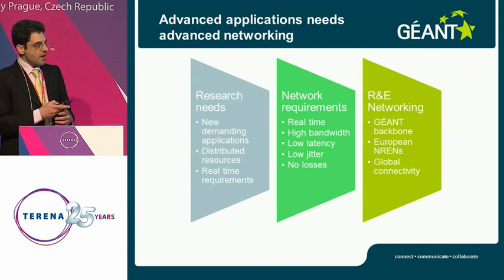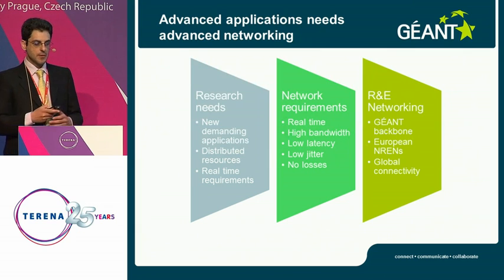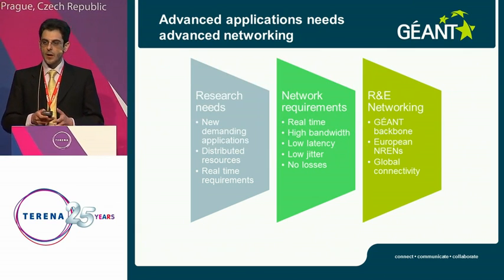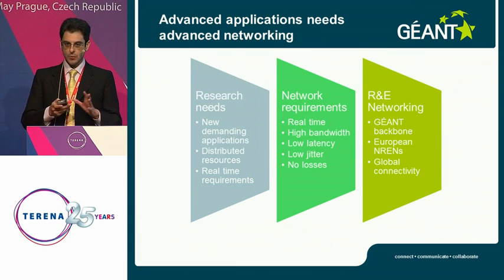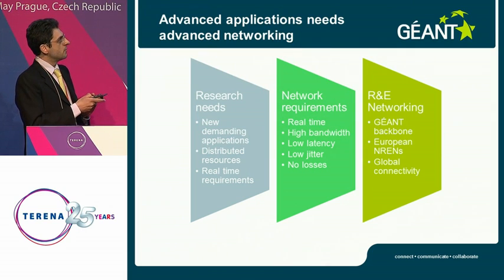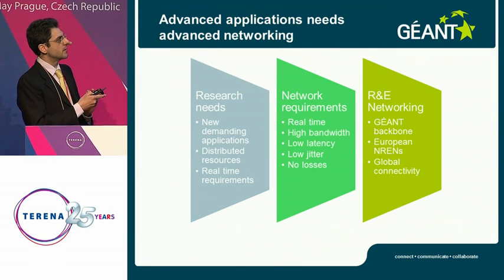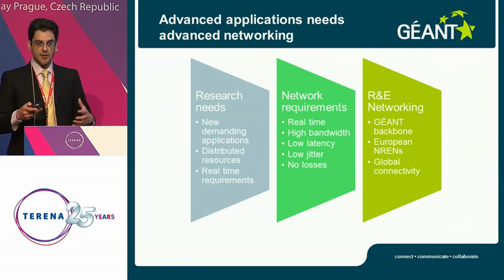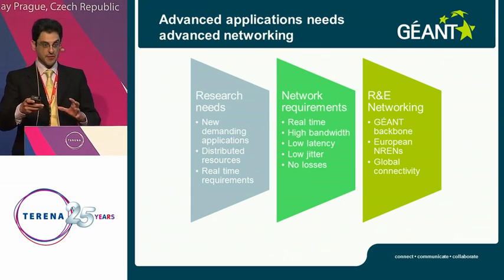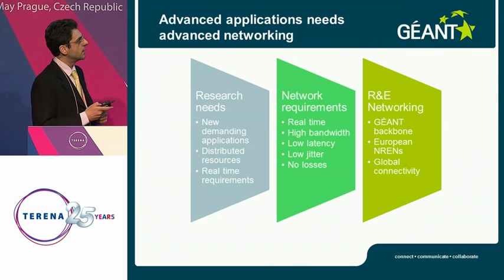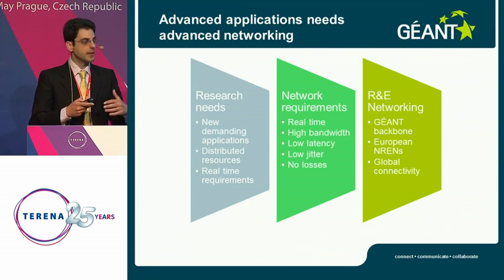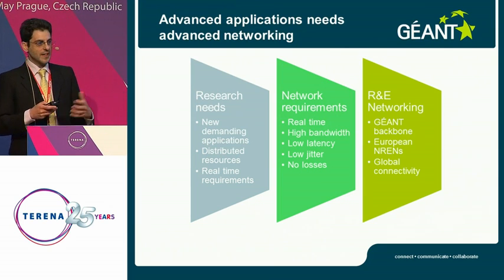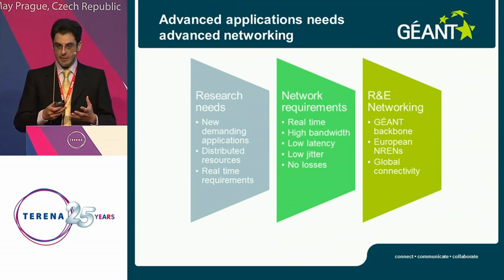So we have some precise research needs that are calling for quite precise network characteristics, network requirements. Real time is the first one. It comes from the new demanding application that needs to be accessed from different locations in the world, but also high bandwidth, as we have seen this afternoon, low latency, low jitter, so stable network, and no losses. So the standard internet is not enough to meet those expectations.